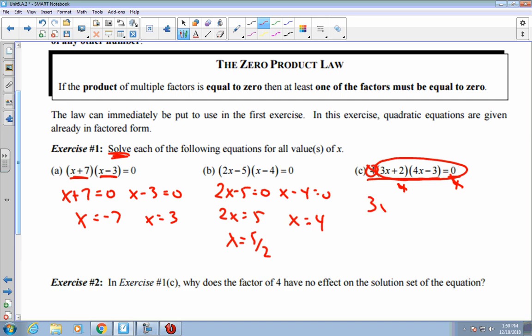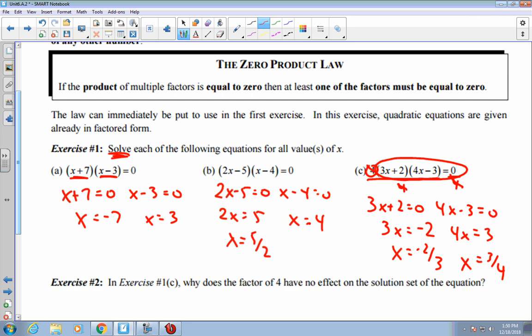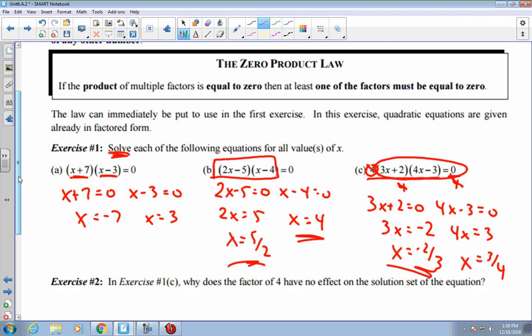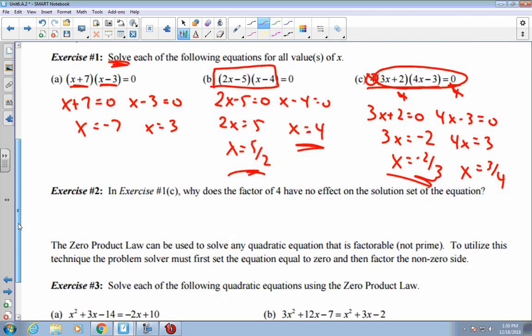So then we still have 3x plus 2 equals 0, 4x minus 3 equals 0, 3x equals negative 2, x equals negative 2/3. 4x equals 3, x equals 3/4. Now, of course, for any one of these, you can check. You can go and take any one of these values, put them back into your original equation and make sure that it equals 0.